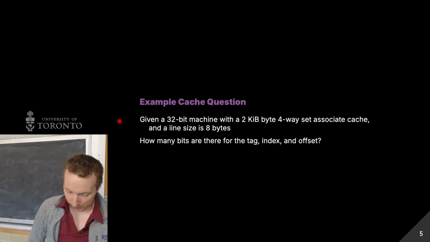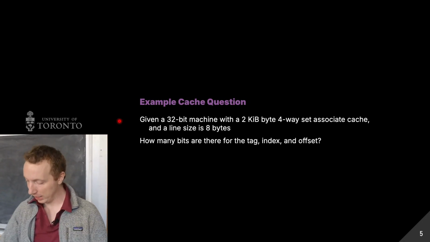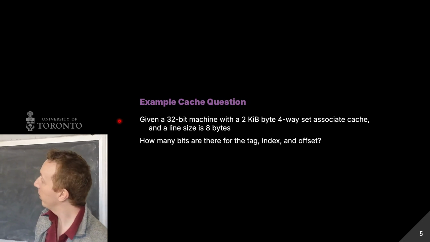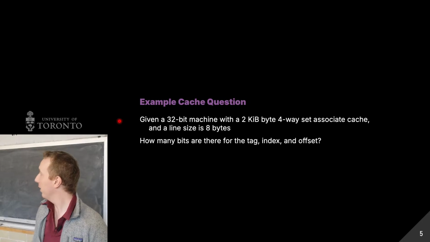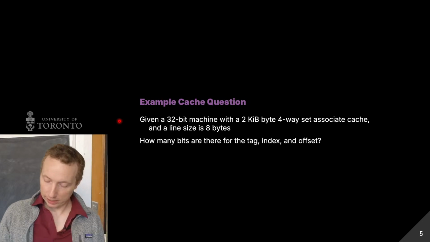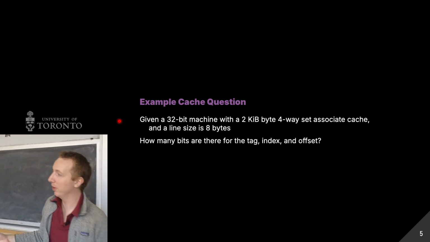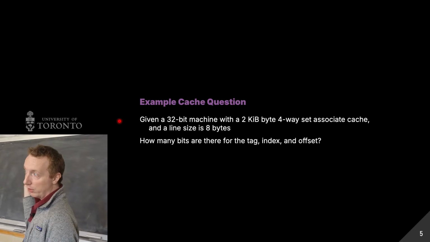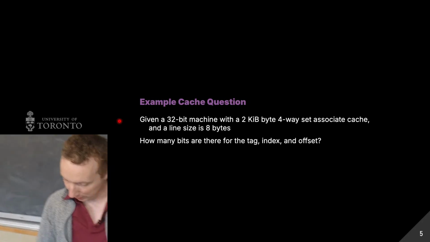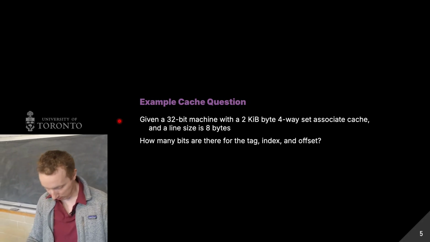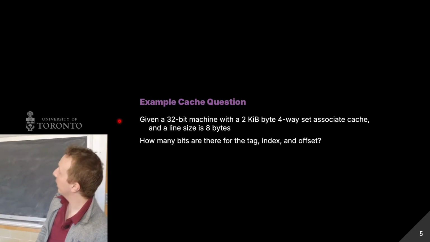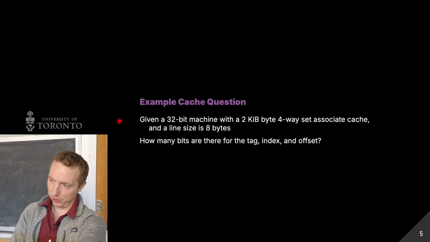All right, here's an example cache question I already had ahead of time. Given a 32-bit machine with a 2 kilobyte 4-way associative cache with a line size of 8 bytes, how many bits are there for the tag, the index, and the offset? I'll leave you with this for a little bit, and you can try it yourself and see if you can figure it out, and then we'll take it up. I'll give you 2 minutes.